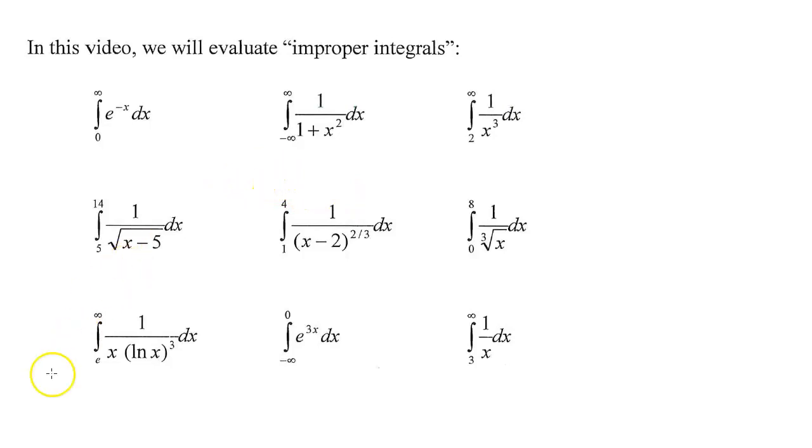Now, you can have other types of improper integrals. For example, if you have something like a vertical asymptote. At x equals 5, at the left endpoint here, this one has a vertical asymptote. And this one has a vertical asymptote at x equals 2, that's within the interval over which we're integrating. So these are all examples of what are called improper integrals.